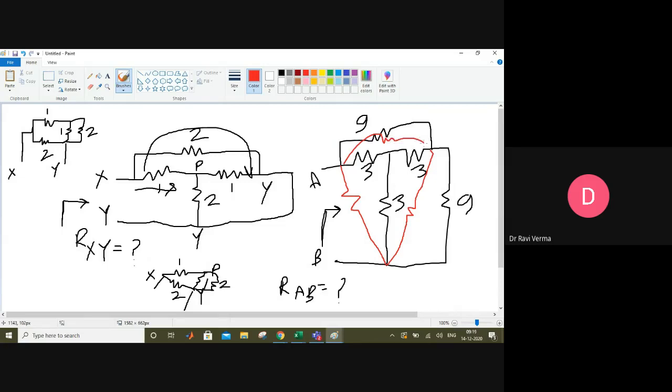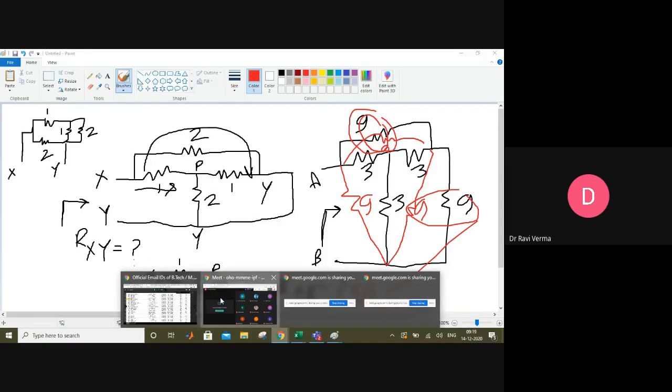Then you can solve. So this 9 and 9 will be in the parallel. This 9 and this 9 will be in the parallel. So this will be 4.5, this will be 4.5. And these two things will be in the series. So 4.5 plus 4.5 will be 9. And then this 9 and this 9 will be in the parallel. So resultant will be 4.5. Yes sir. Any doubt? No doubt sir. Okay, I'll stop the class.